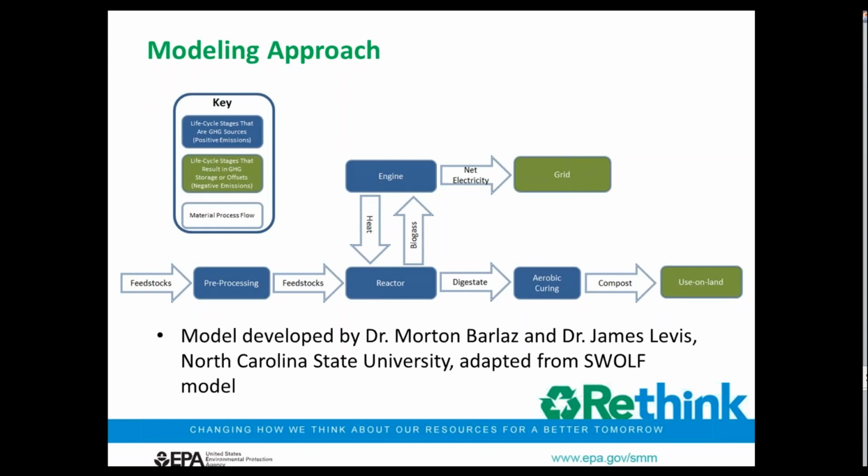But there is an option to exclude the aerobic curing within WARM, and so that would involve direct application of digestates to agricultural soils. From there, the digestate or the cured digestate that's in compost form is applied to land for agricultural production, and there we assume that there's carbon storage in that process, and then a nitrogen fertilizer offset occurs due to the nutrients in the digestate, allowing the farmer to avoid use of some nitrogen fertilizers.